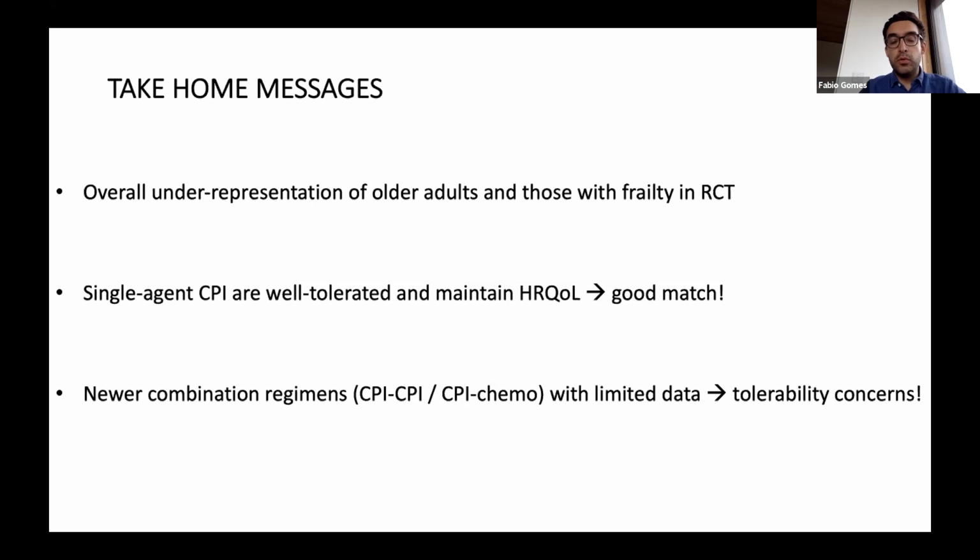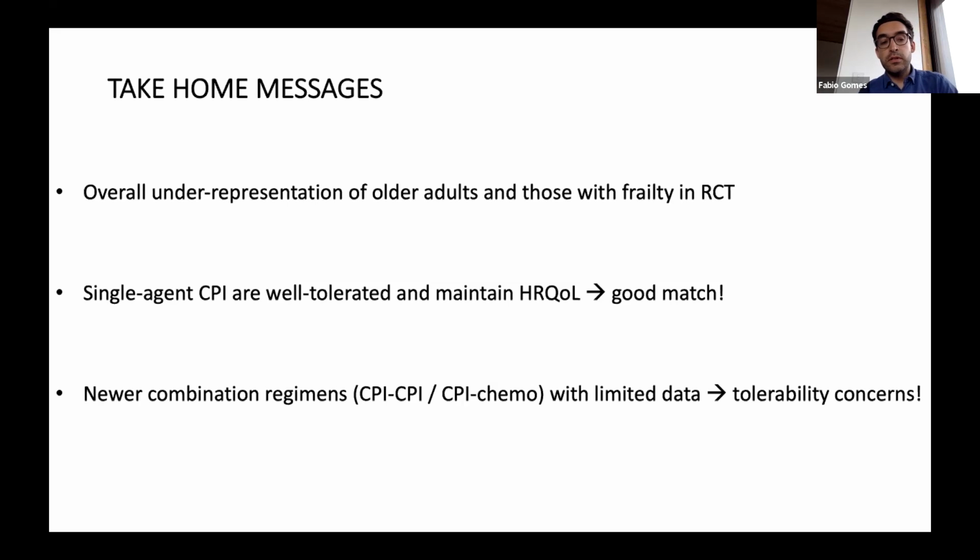So I think real-world data and pragmatic trials are important, and they will bring us a little bit more information. But overall, I think it's very fair to say that single agent checkpoint inhibitors are well tolerated, and they maintain or even improve quality of life for older patients. So I would say they're a good match.